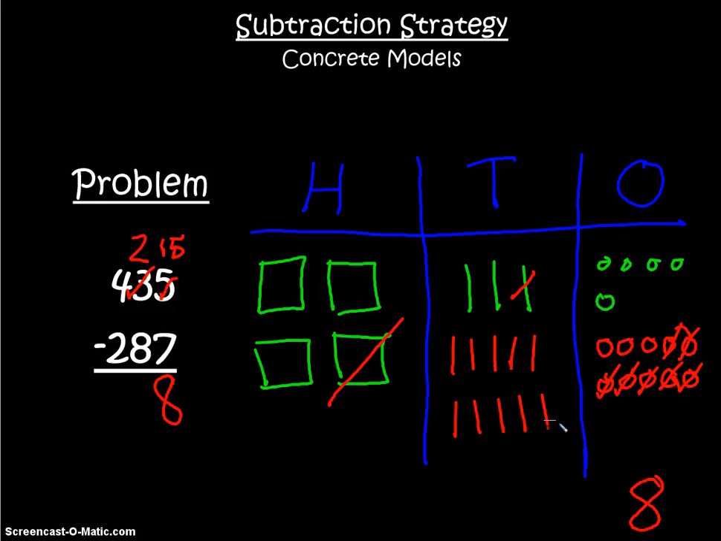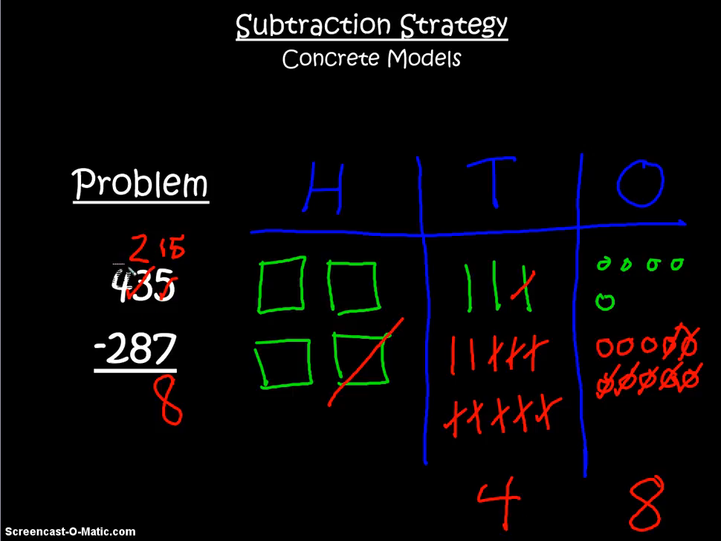Now I have enough to take away. So I'm going to start taking away my 8 tens. 1, 2, 3, 4, 5, 6, 7, 8. And when I take those away, I'm left over with 1, 2, 3, 4. 4 tens, or 40.